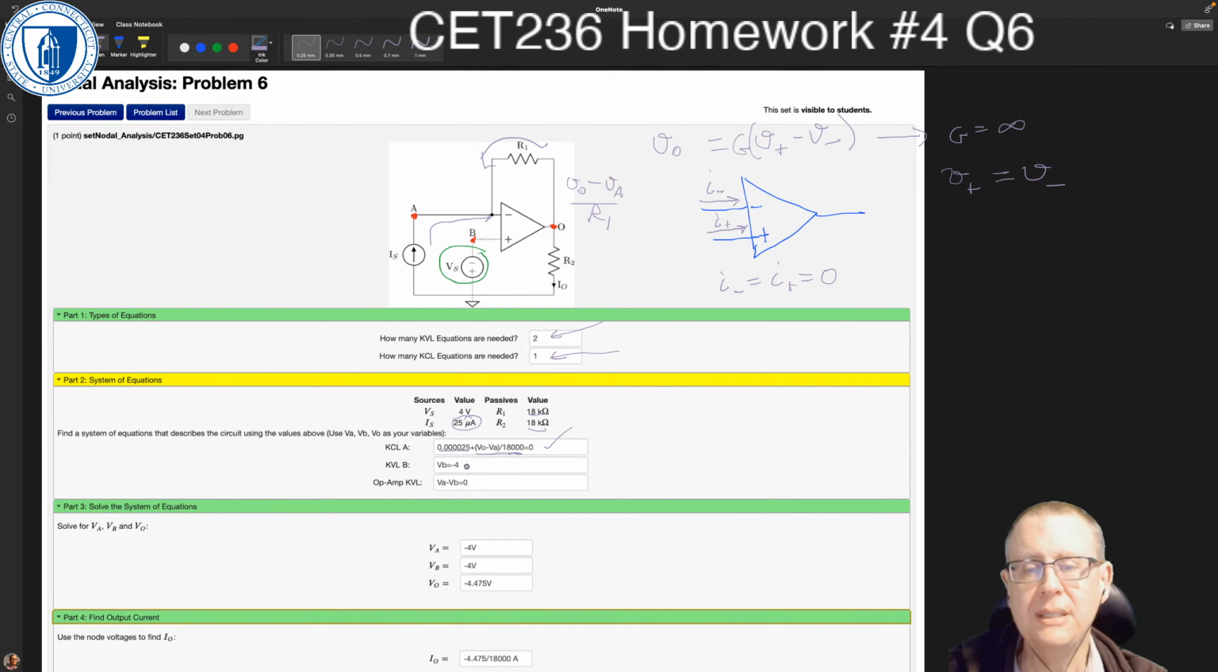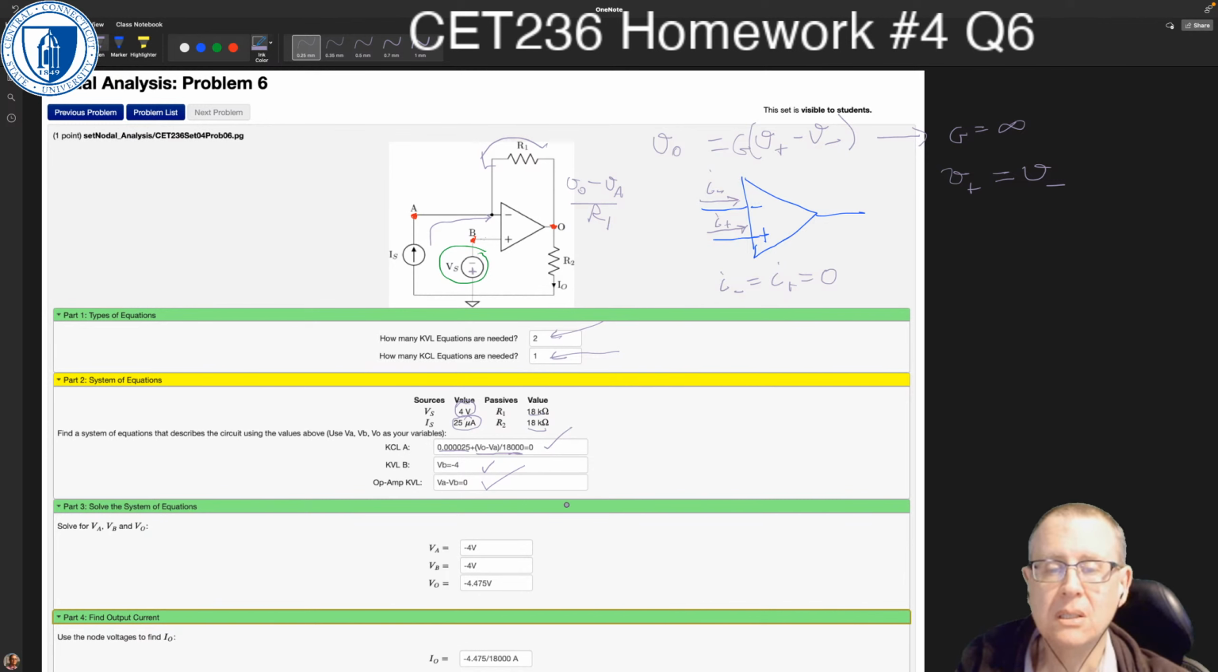The KVL at B: because the positive side of VS is connected to reference and the negative side is on the other side, we're dropping whatever the value of VS is, which is 4 volts. So that means VB is 4 volts. And then, as I said, the op-amp KVL is VA minus VB equals 0. We can then plug all of those into an equation, although we could probably do it directly. We already know that VB is minus 4 volts, so VA has to be minus 4 volts, and then we can just rearrange this equation in order to get the output voltage.